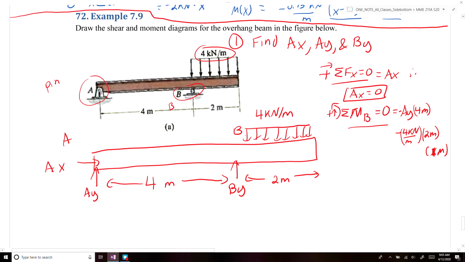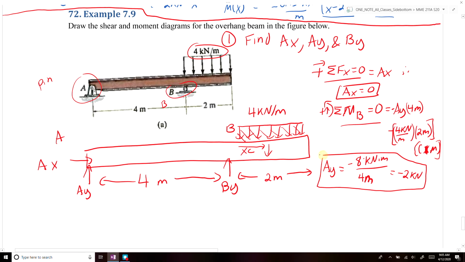So the area under our distributed load would be our concentrated force. So that's our 4 kilonewtons per meter times 2 meters. And then the centroid of our distributed load would give us our moment arm of 1 meter. Alright, so if you rearrange this and solve for A of y, we get A of y is going to be equal to 4 kilonewtons per meter times 2 meters times 1 meter, which is just 8 kilonewton meters, or minus 8 kilonewton meters, divided by 4 meters. So we're going to get minus 2 kilonewtons for A of y.